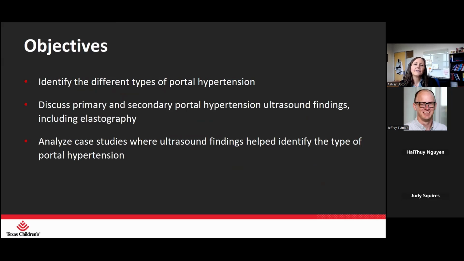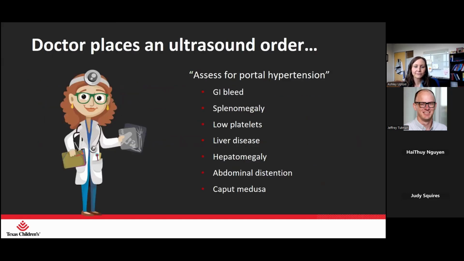Today, I'm excited to help relieve the confusion about portal hypertension ultrasound. So we will be identifying the different types of portal hypertension, going over ultrasound findings of them all, and then showing some cases where ultrasound was helpful in identifying the types of portal hypertension.